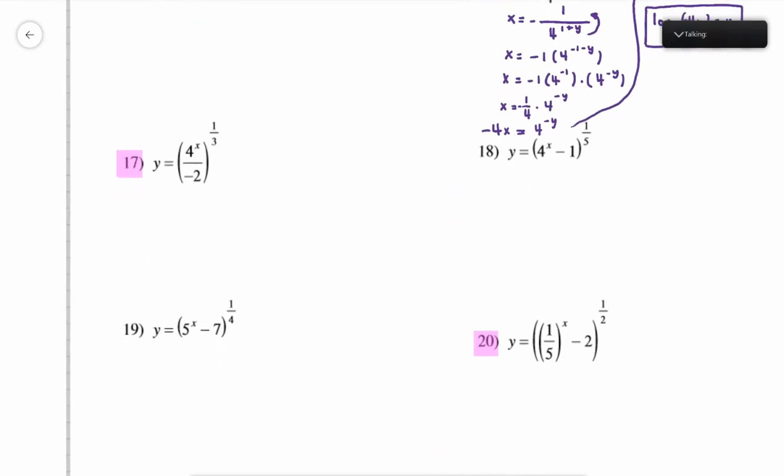Number 17, switch our x's and our y's. To get rid of that 1/3 power, we're going to cube both sides. And I no longer need the parentheses. So x cubed equals 4 to the y power over negative 2. We're going to multiply everything by negative 2. So I get negative 2x cubed is equal to 4 to the y power. Convert: log base 4 of negative 2x cubed is equal to y.